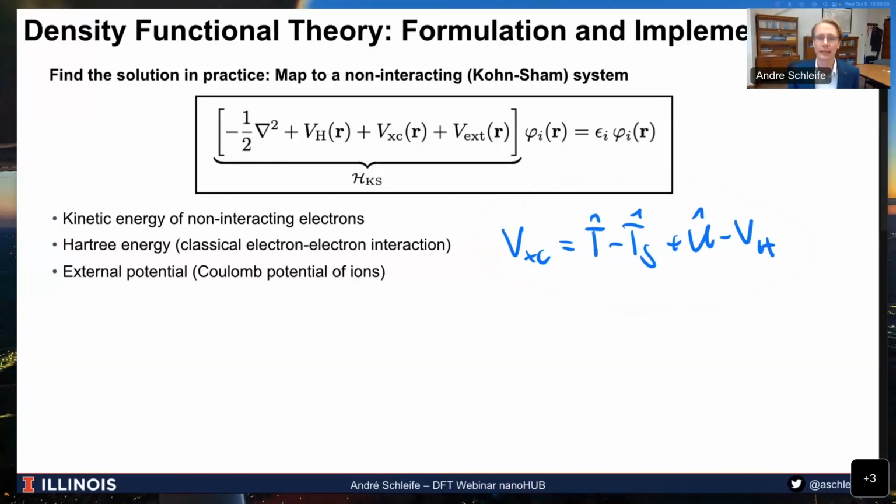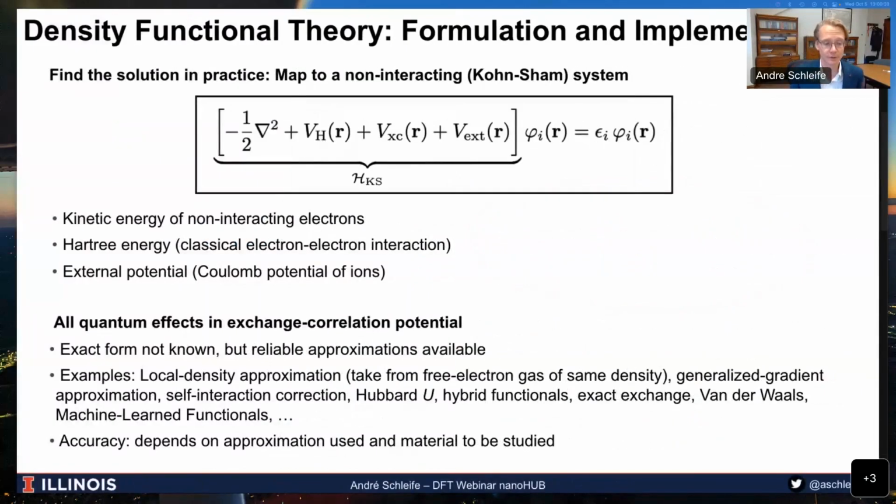Everything would be exact. Of course, the way I say all these things, you can already guess where this is going. The exact form is not known, and we don't know how to do this exactly. And this is really where the approximation comes in when you do DFT. All right, so we have to approximate the exchange correlation potential. In some sense, since we don't know the exact form, it's not absolutely clear up front how accurate those approximations are, right? Those are somewhat uncontrolled approximations.